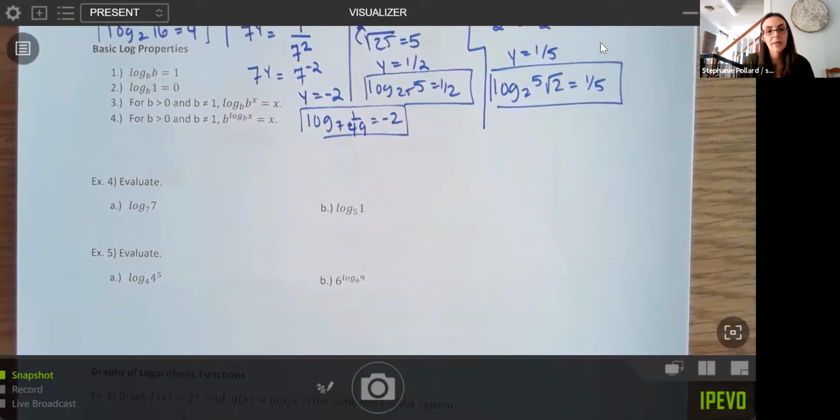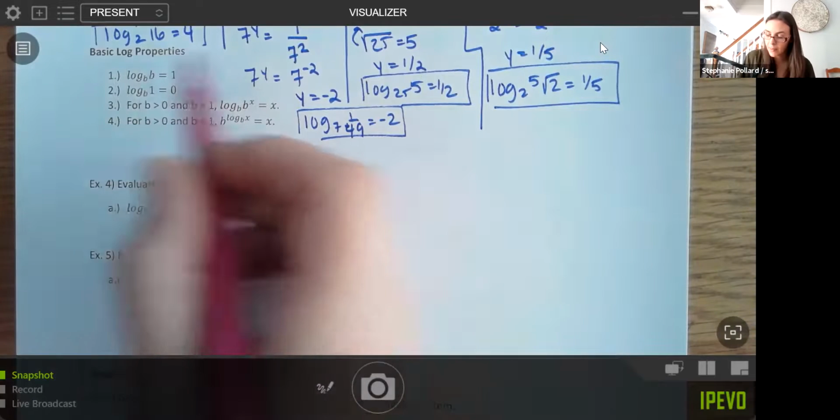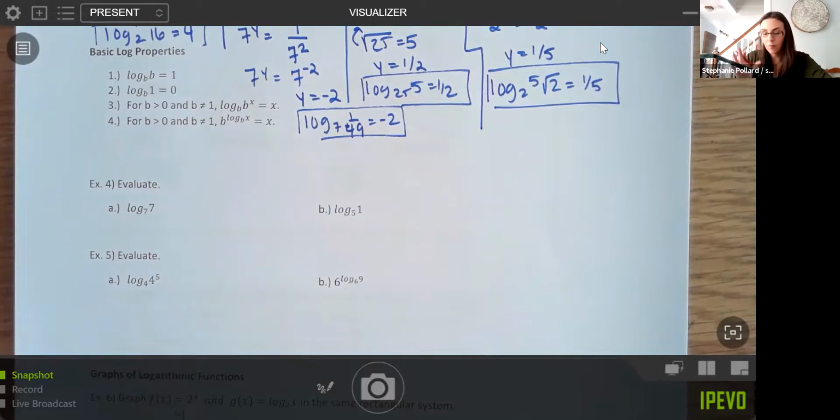Let's do one more thing in this video. I want to talk about some basic log properties, and I apologize, I kind of got a little bit messy over here. But there are 4 log properties. There's actually lots of them, but there's 4 here to start that are really important.